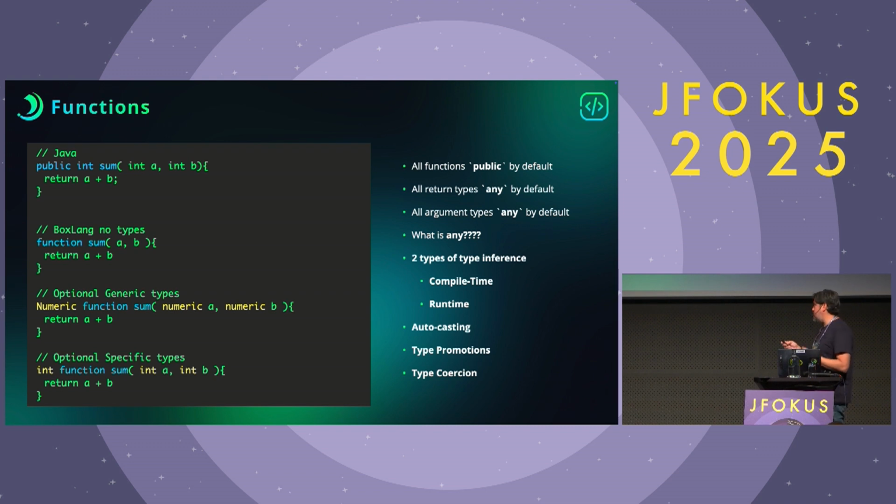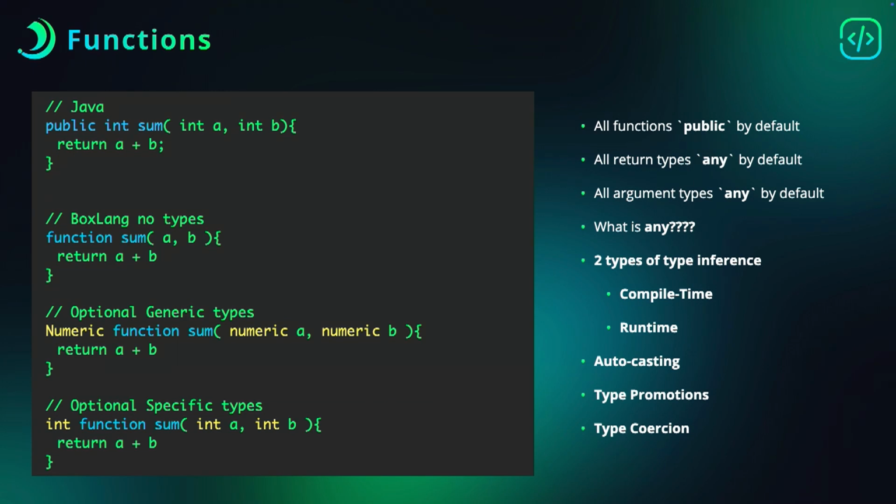You don't have the verbosities, right? You can have a completely typeless function with typeless arguments doing some type of mathematical computation. You don't even know what it is, but it will automatically do it depending on its values at runtime. You can do optional generic types, okay? Or you can do very specific types. It's really up to you, right? Depending on the mood, I guess. All the functions are public by default. All the functions return any by default, right? And all arguments are, of course, any by default. And then you can determine and pinpoint exactly as you need, right?